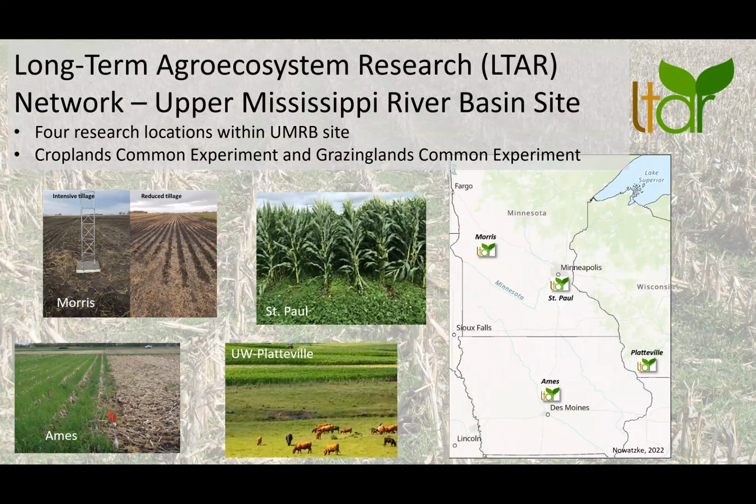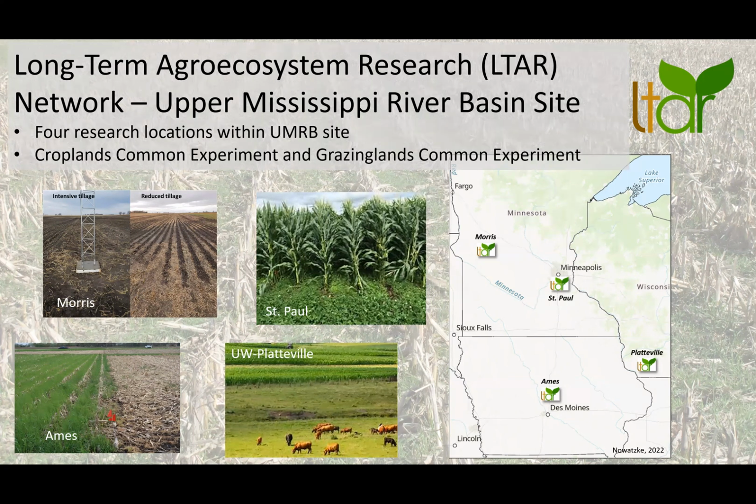So for our site, we are in the upper Mississippi River Basin site, as I alluded to earlier. Within this site, we have 4 locations. Ames, of course, which I'm going to talk about today, but also in Morris, Minnesota, there's an ARS location there where they have a common experiment as well. There's a location just south of St. Paul, the ARS location as well, that they have a common croplands experiment. And then there's a location that's run by the University of Wisconsin at Platteville. And they also have a common experiment.